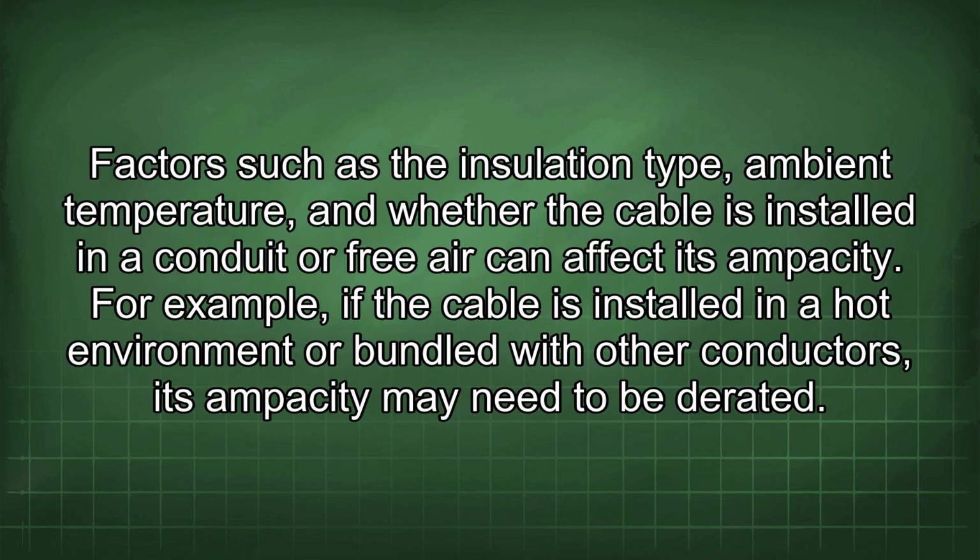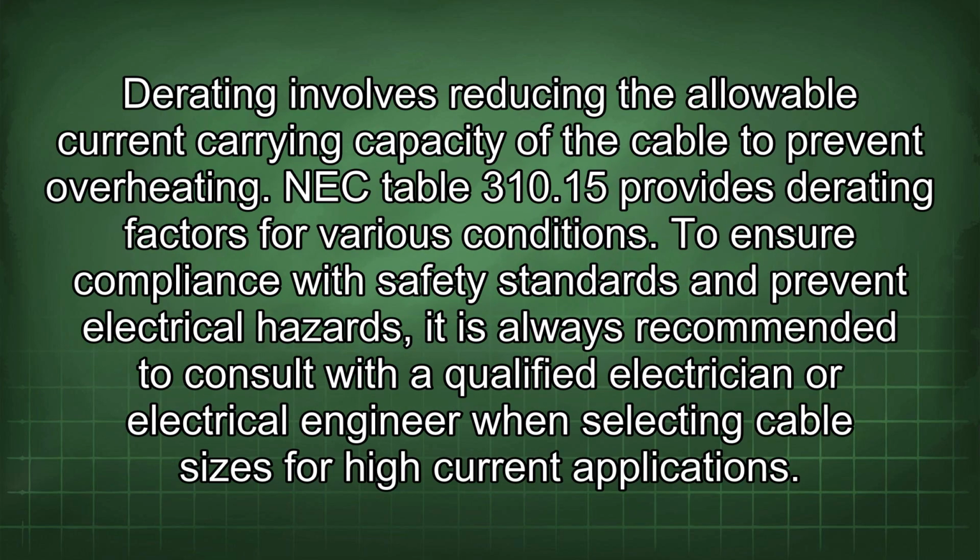Factors such as the insulation type, ambient temperature, and whether the cable is installed in a conduit or free air can affect its ampacity. For example, if the cable is installed in a hot environment or bundled with other conductors, its ampacity may need to be derated. Derating involves reducing the allowable current carrying capacity of the cable to prevent overheating. NEC Table 310.15 provides derating factors for various conditions.